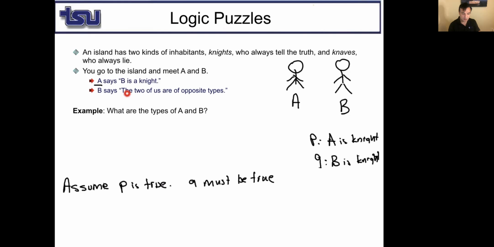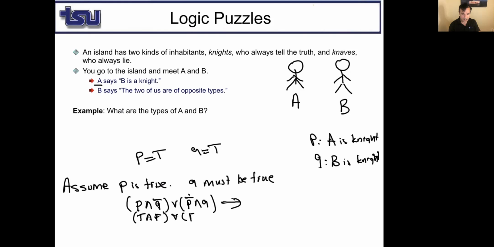But B says the two of us are of opposite types, right? Since B is a knight, what he says must be true as well. What does he say? He says P and not Q, or not P and Q. So that means if A is a knight, B must be a knave, or if A is a knave, B must be a knight. So this must be true. But now let's look at this. P is true, Q is true. So this is true and false, or false and true. True and false is false. False and true is false. That means this statement is false.